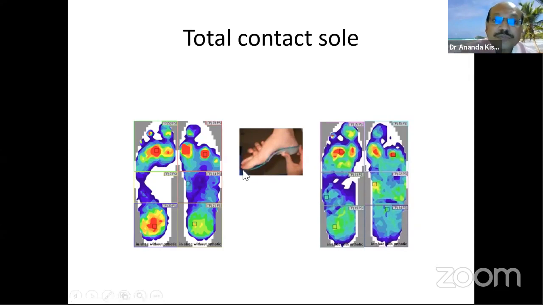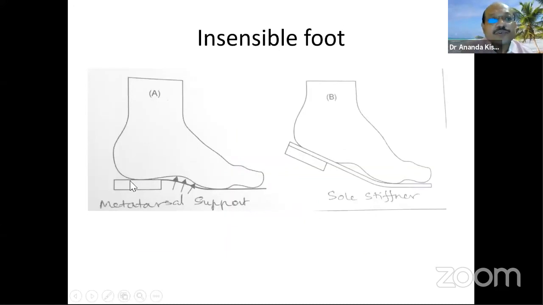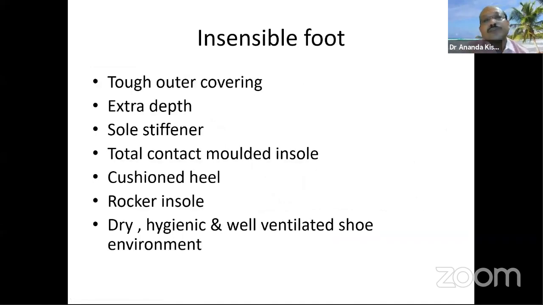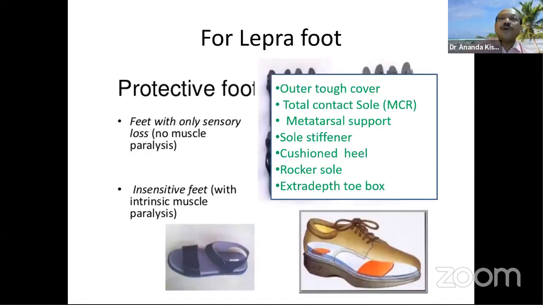So a total contact sole should be prepared, and for the insensible foot, the metatarsal support and the sole should be very stiff, so that the foot pressure is distributed in all areas of the foot. These are basically the components of the insensible foot. It should have a tough outer covering, so no external injury will damage the skin of the foot. There is extra depth to accommodate the claw toes, and a sole stiffener. The total contact molded insole will distribute the pressure. A cushioned heel simulates the ankle motion. A rocker insole simulates the metatarsophalangeal joint motion. And the under surface of the foot should be dry, hygienic, and well ventilated. There are some porous materials, so that the skin will become very healthy.